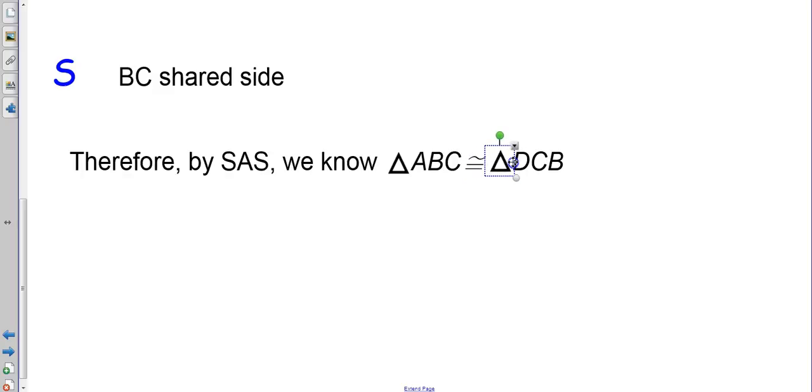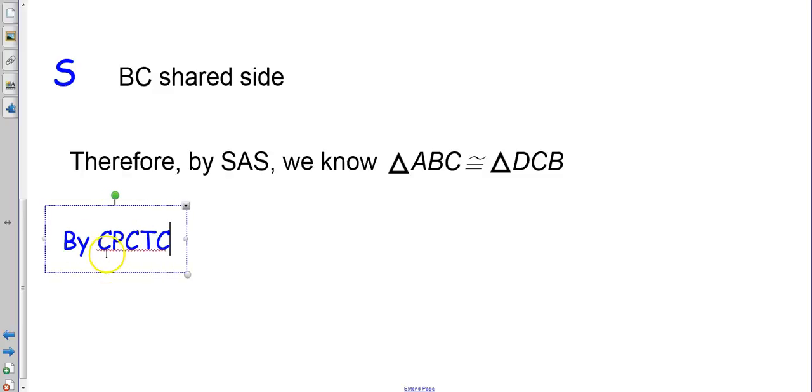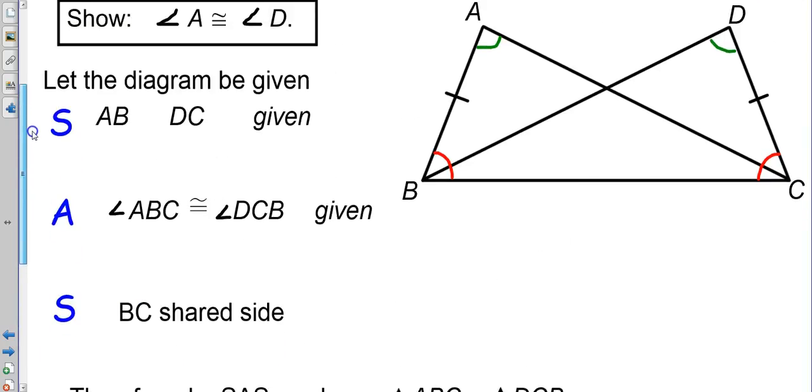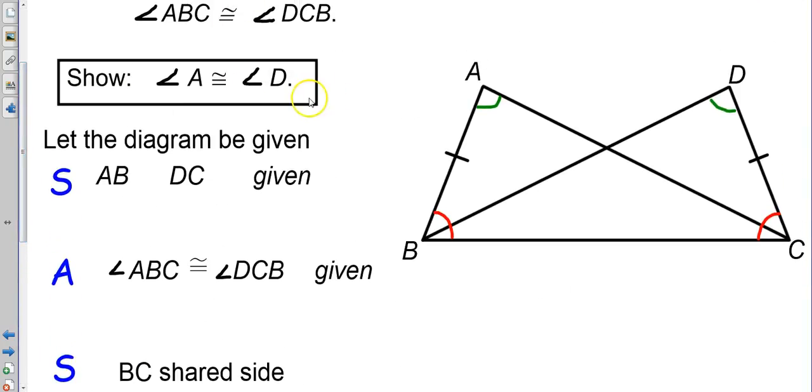Because these two triangles are congruent, we can make the statement that by CPCTC, and this is the new stuff, by CPCTC, and again, what that means is corresponding parts in congruent triangles are congruent. We just showed that the two triangles are congruent, and what this is saying is I'm going to go ahead and match up corresponding parts. So we say we know that angle A is congruent to angle D.